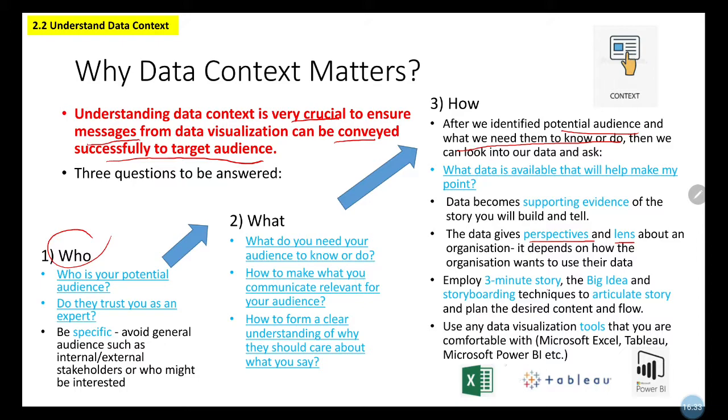For example, they can use Microsoft Excel, Tableau, and Microsoft Power BI. These are the main three software being used for data visualization, and of course there are a lot more. So these are the three questions on why data context matters. You have to ask yourself who the audience is, what you want your audience to know, and how you are going to produce that visualization.